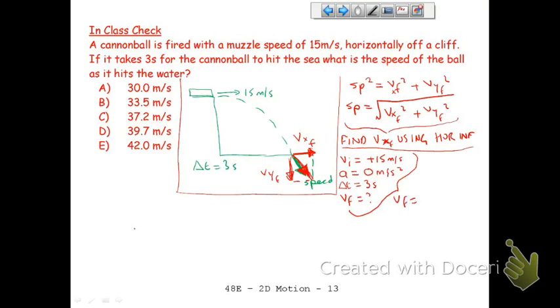Vf equals Vi plus a delta t. Vf is equal to plus 15 plus 0 times 3. Vf is equal to plus 15 meters per second. And you might have just been able to spot that and say, from concept, no change in acceleration horizontally equals 0, no change in horizontal velocity.